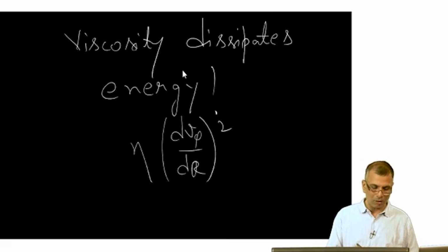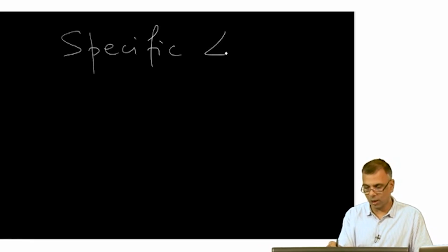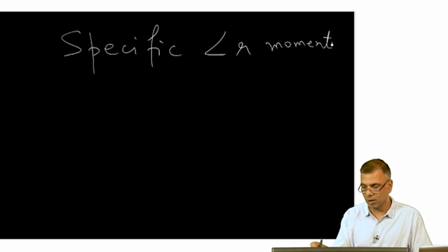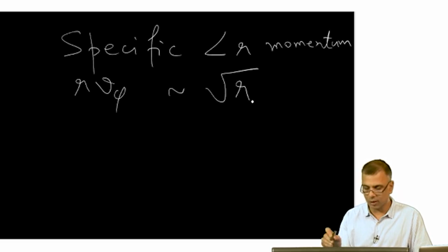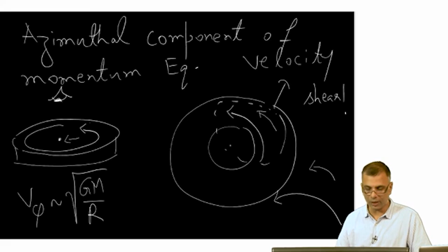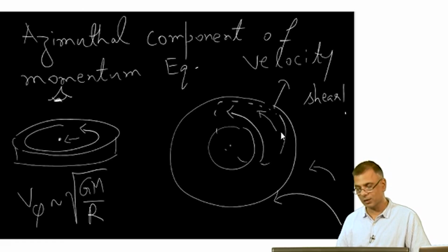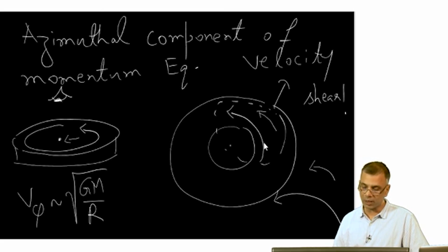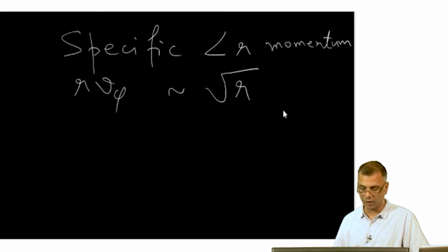You can also look at the specific angular momentum, which is something like r v phi. Okay, it goes as square root of r. In other words, larger radii have more angular momentum as compared to smaller radii. The larger radii rotate slowly, but they have more angular momentum as compared to smaller radii. That's what this is telling you.